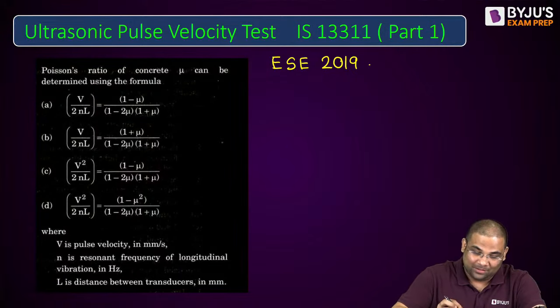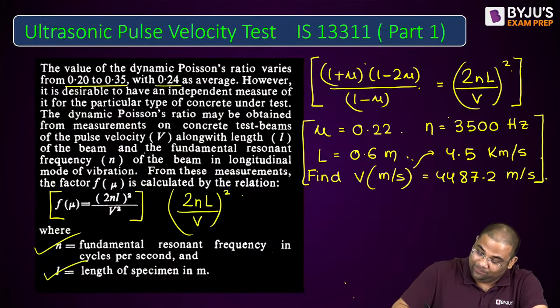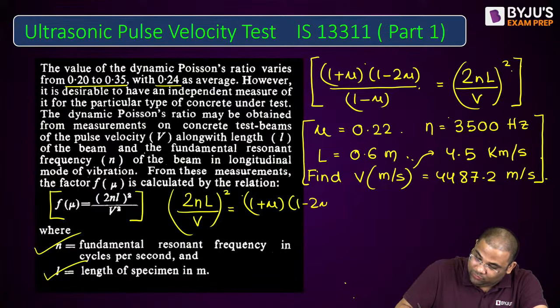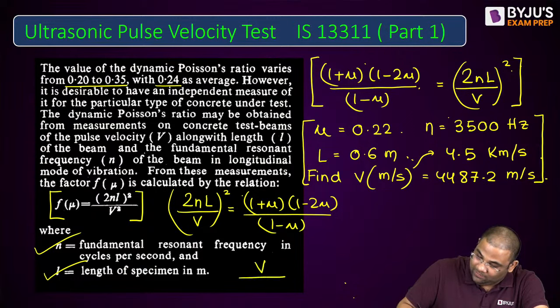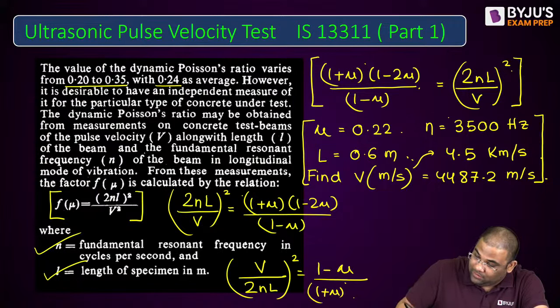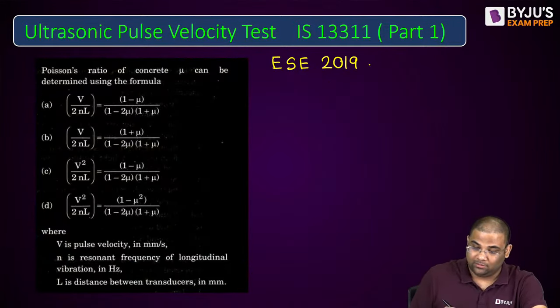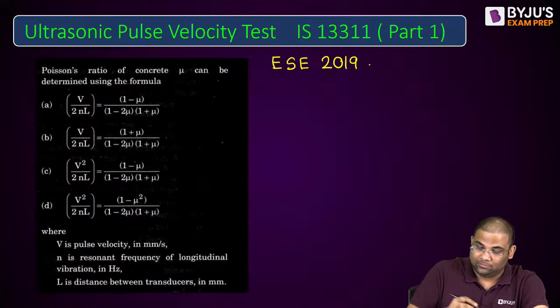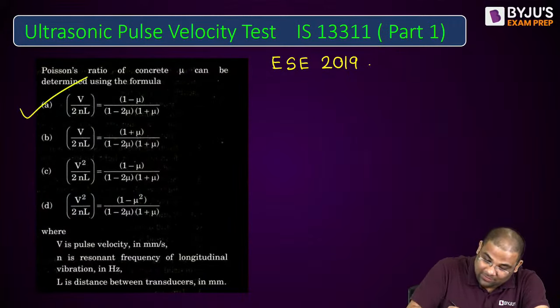You see, what is the formula here? This is equal to f of mu. F of mu is what? 1 plus mu, then 1 minus 2 mu divided by 1 minus mu. So if you reverse it, what will happen? V by 2, and when you take a reciprocal, this is equal to 1 minus mu by 1 plus mu into 1 minus 2 mu, right? And this is the formula. So here, this is the right answer, but they just forgot, or it was a typing mistake or something.